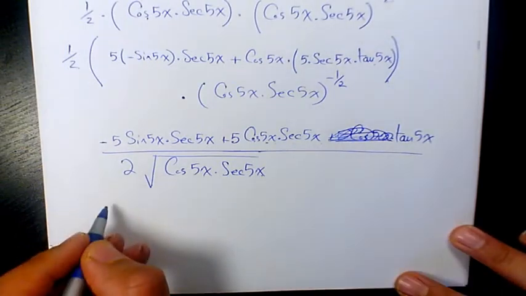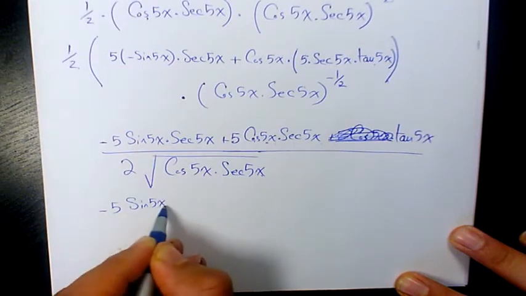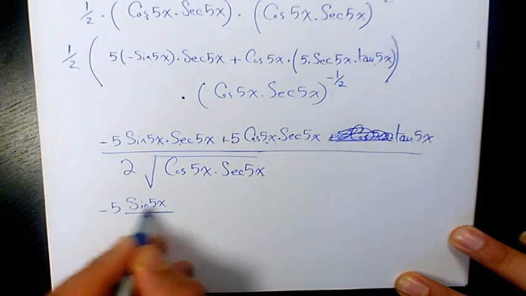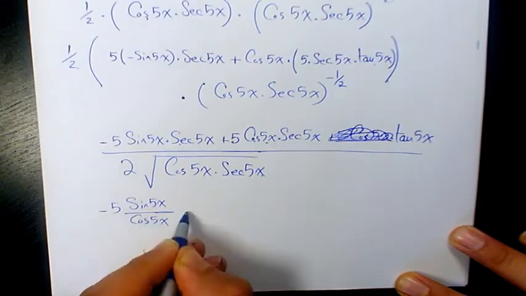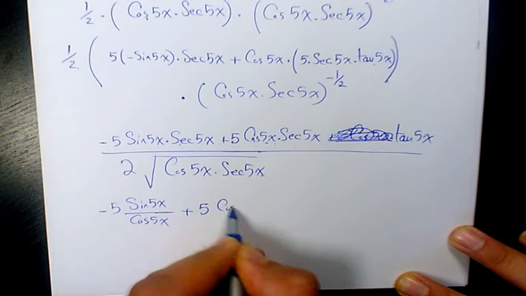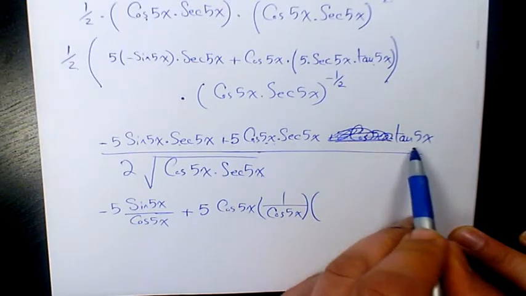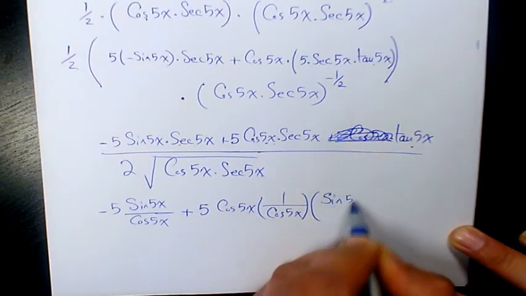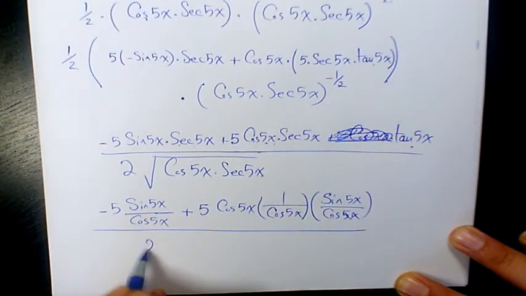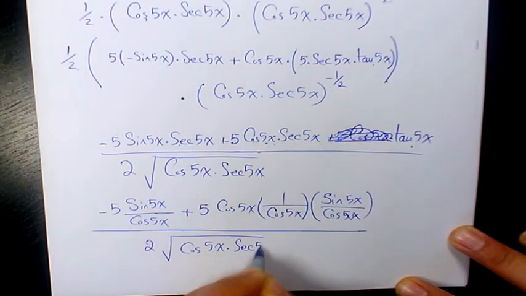Then I can say negative 5 sine 5x. Instead of secant 5x, I can write 1 over cosine. So it's going to be sine 5x over cosine 5x plus 5 times cosine 5x, secant is 1 over cosine, and here tan is going to be sine 5x over cosine 5x, all over 2 root cosine 5x secant 5x.